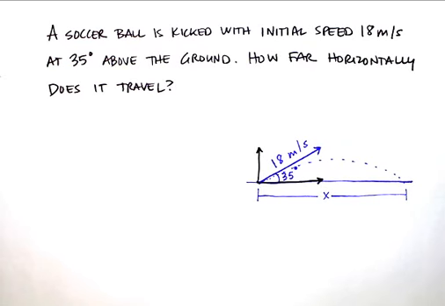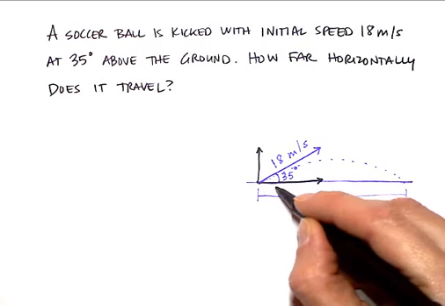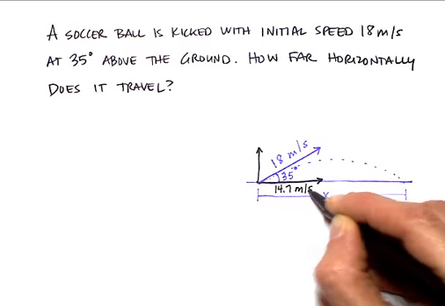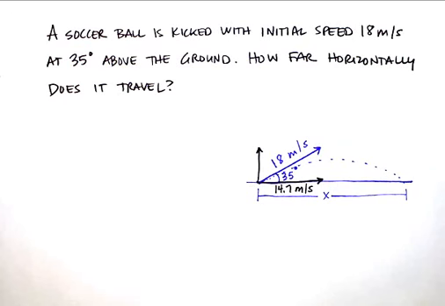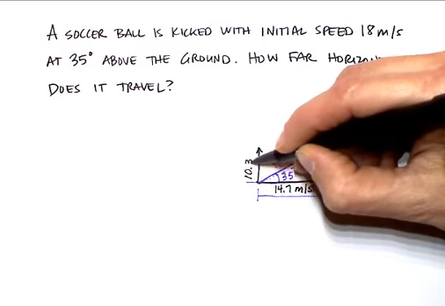We would use sine and cosine to find these two components, using the cosine function here. 18 times cosine of 35 would give us 14.7 meters per second. And then using the sine function over here, we would get 10.3 meters per second.